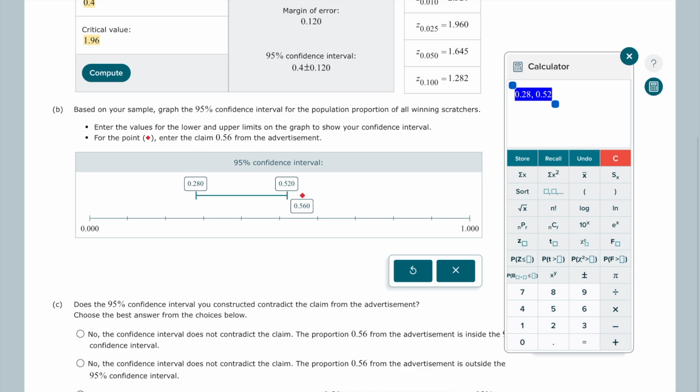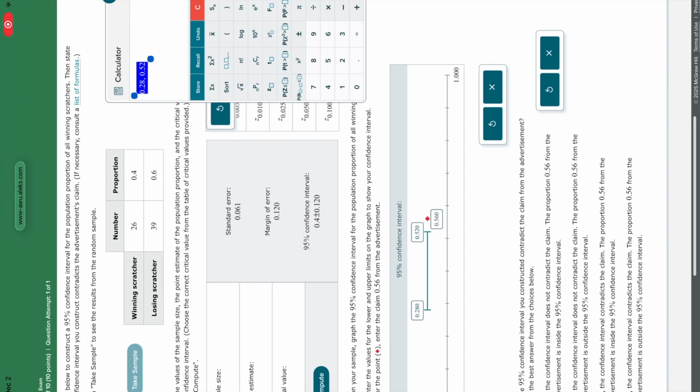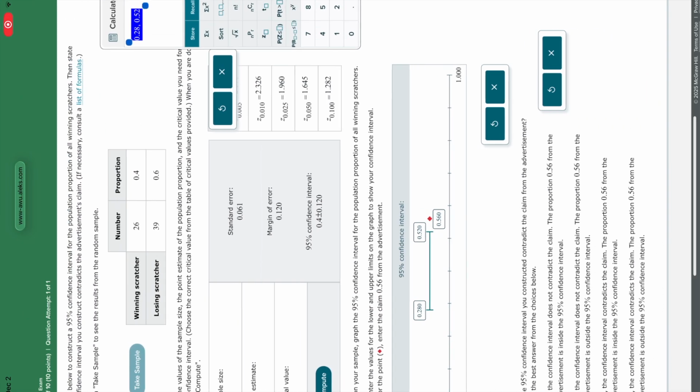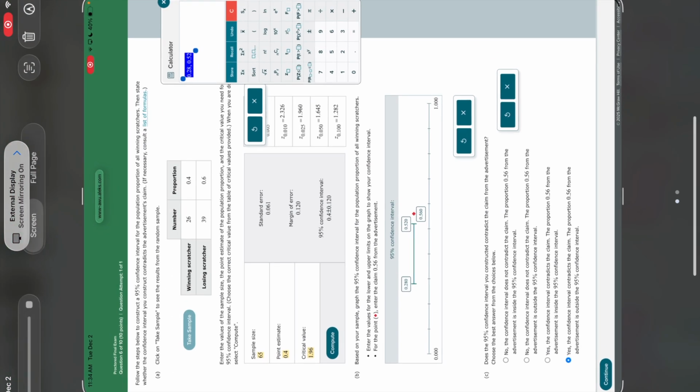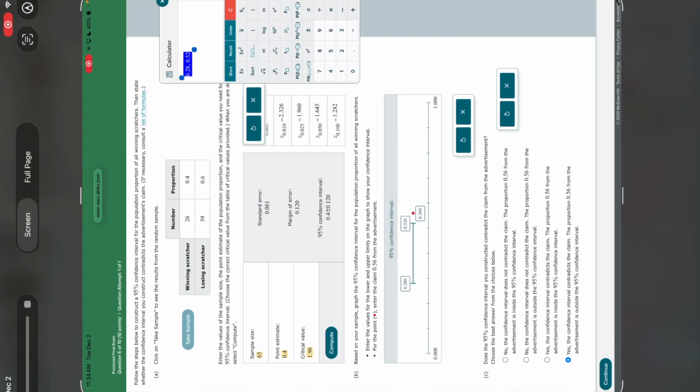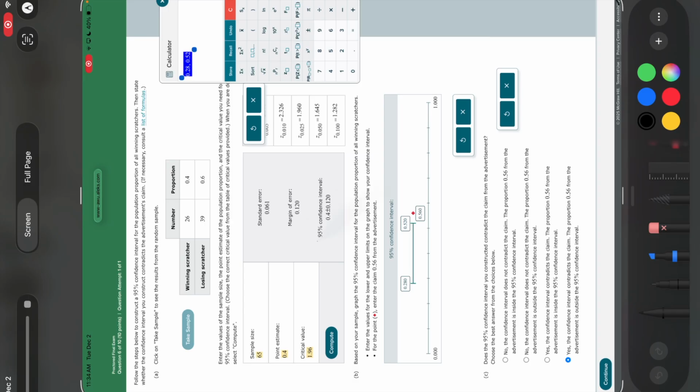Okay, I'll just screenshot this one. I don't think there's anything extra I need to do on this one. All right, real quick. Confidence level: 1 minus 0.95 divided by 2 is 0.025. So that's this number.